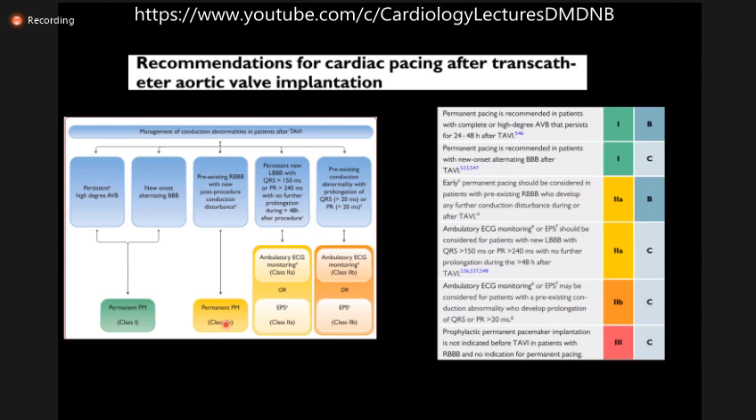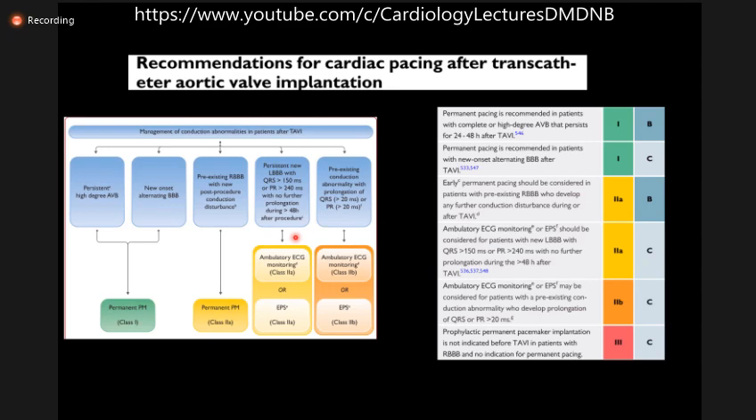Now, what about patients who have new left bundle branch block with a QRS of more than 150 milliseconds or a PR interval of more than 240 milliseconds with no further prolongation during serial monitoring more than 48 hours after procedure? So this is a sort of a gray area where most of the weight of clinical evidence is in favor of watchful waiting.